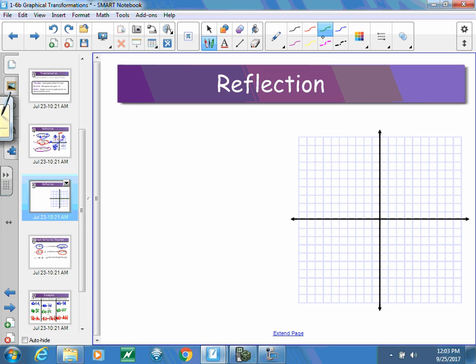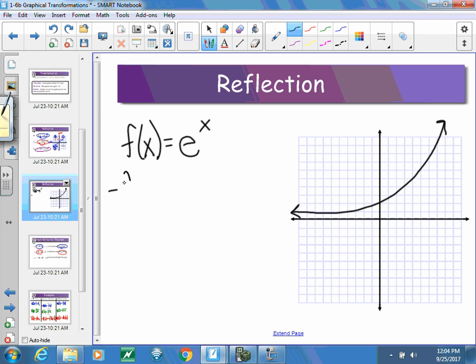Let's reflect one through the origin. I'll do an exponential one. We haven't done one like that yet. f of x is equal to e to the power of x. So here's our exponential growth problem, and we're going to reflect this one through the origin. If we're going to reflect through the origin, we have to take negative f of negative x. We have to do both. So f of negative x would be e to the power of negative x.